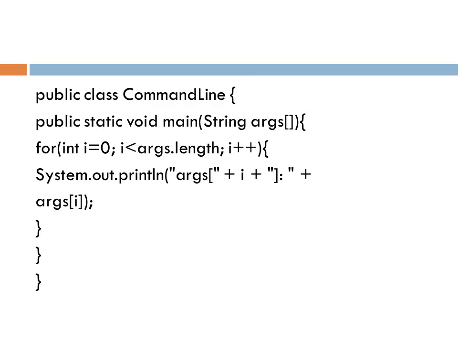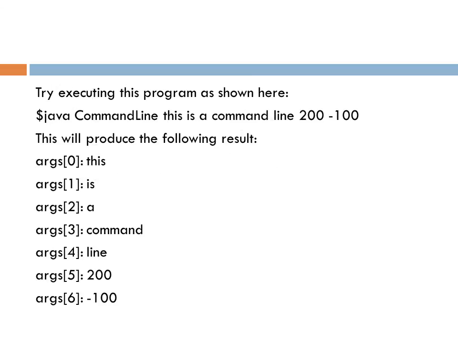For int i = 0; i less than args.length. How many times does the loop repeat? Based on the length of args, that many times the loop will be executed. Suppose you have entered 4 strings, then 0 less than 4 is true, so the loop will be executed. That particular argument will be displayed on the output. So it prints the following output. During the execution of the program, we are giving the Java command line. This is command line 200 and 100. So it will produce the following output.